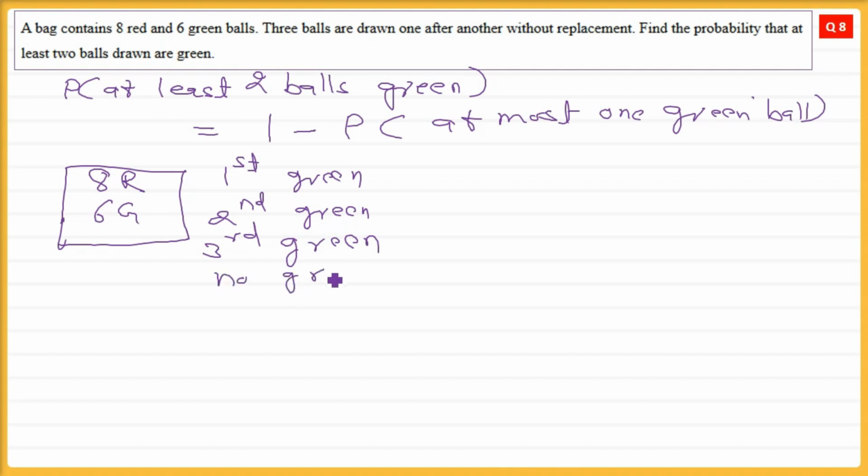There is no green as well, since all of them can come as red. 3 balls are there. First green means what? First G, then R, then R. So let's call it as 1, 2, 3. So G1 is green first, then red and red.